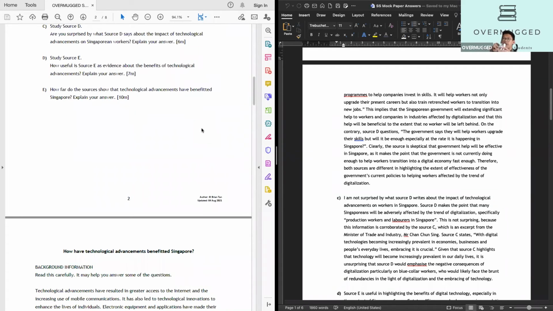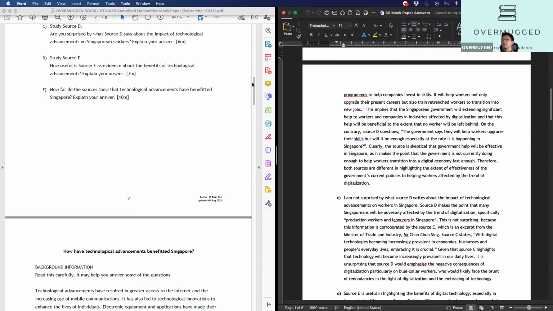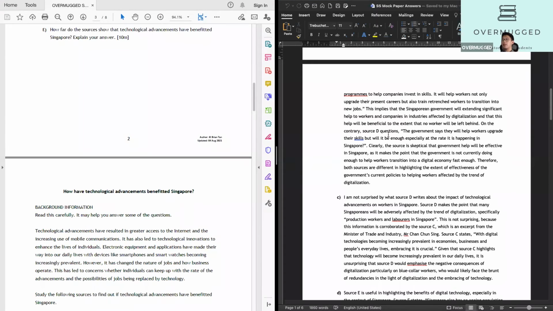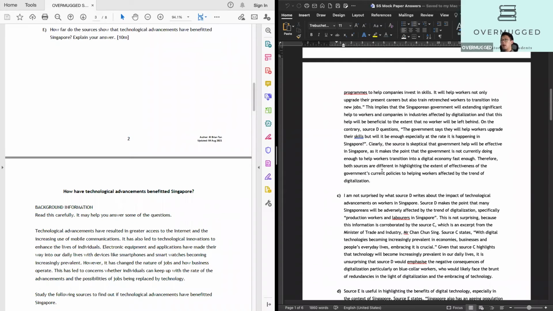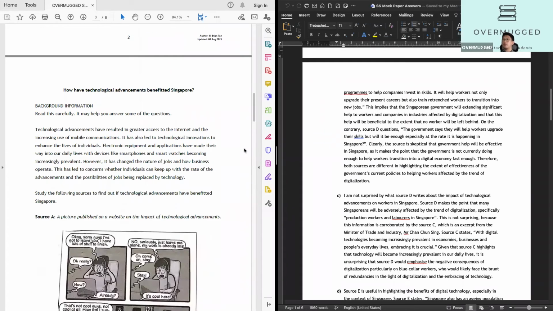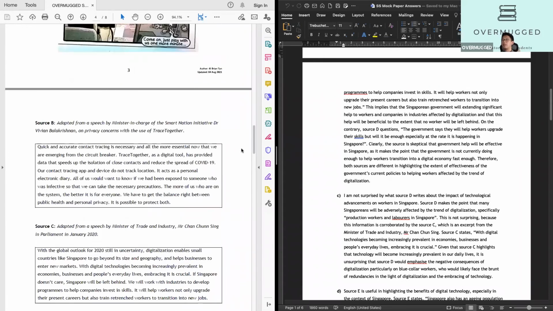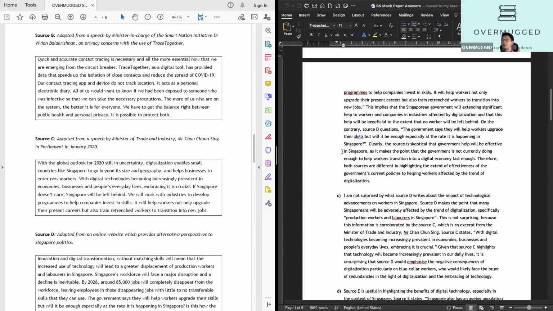Moving on to the third question. Are you surprised by what source D says about the impact of technological advancements on Singaporean workers? Explain your answer. So this is an are-you-surprised question. Again, it is very similar to the history source-based skills one. You need to state that you're surprised and what you're surprised about, and explain why it is that you're not surprised. So in this case, you could either use a provenance of the source evaluation or a cross-reference.